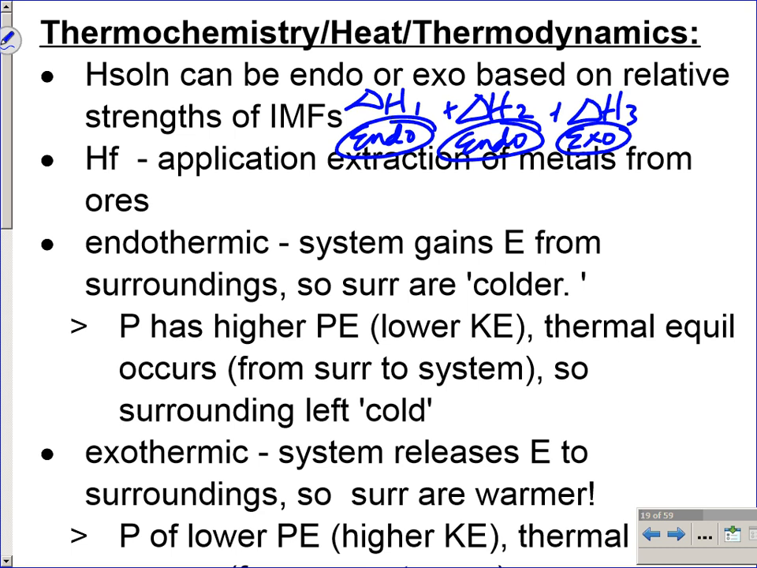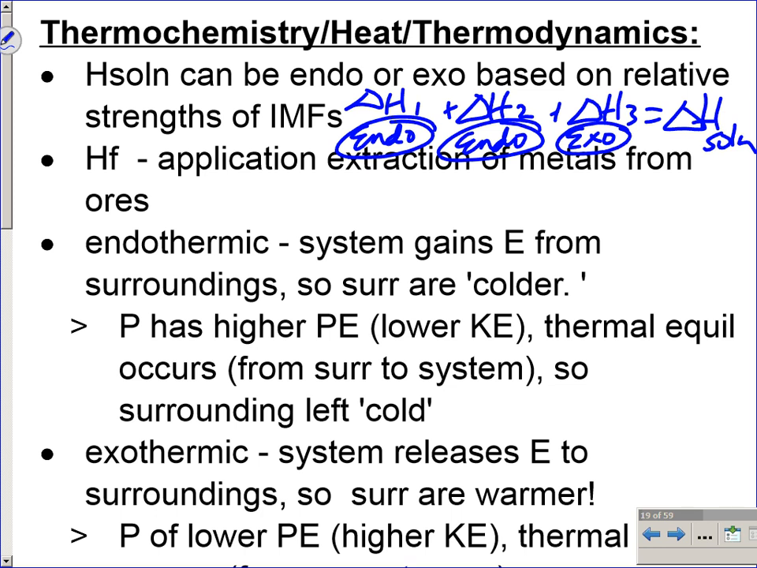Okay, so when the particle attractions start to occur, that's stabilizing, that's releasing energy, and so if H3, which is exothermic, is much larger than the energy it took to separate solute and solvent particles, what would the overall delta H be? Exothermic overall, and that's what we call H of solution.